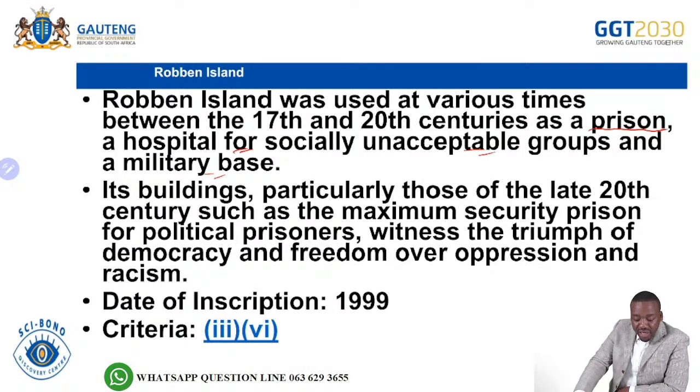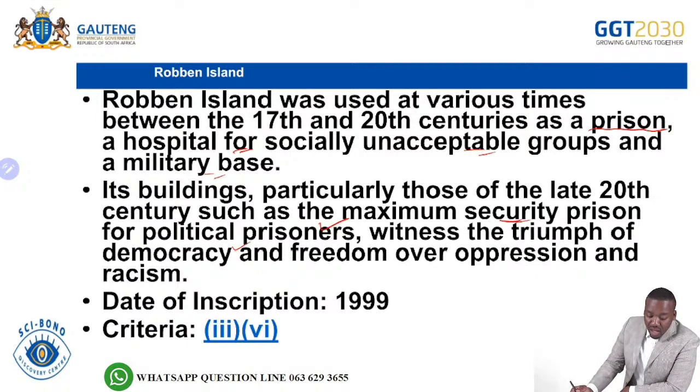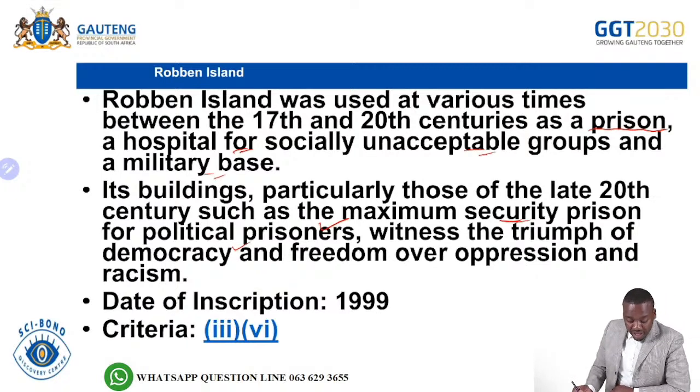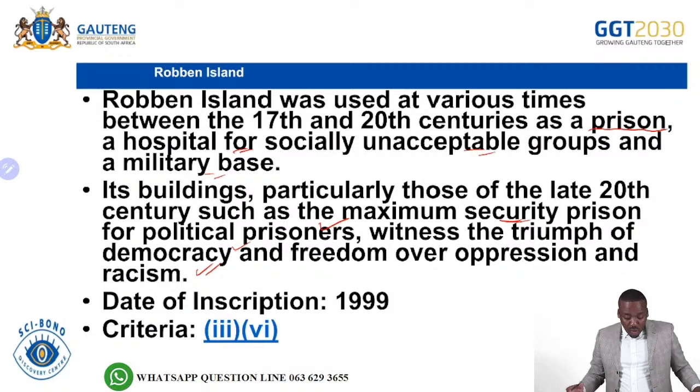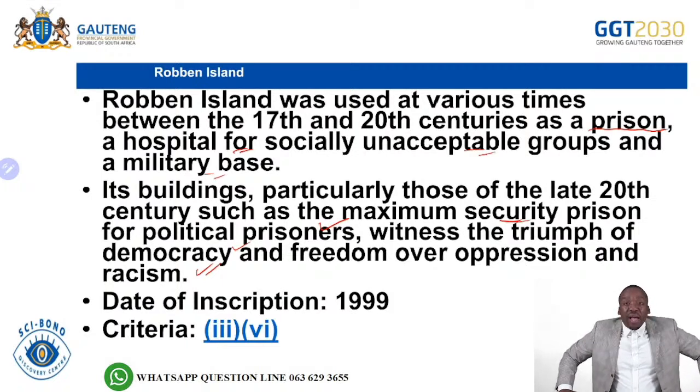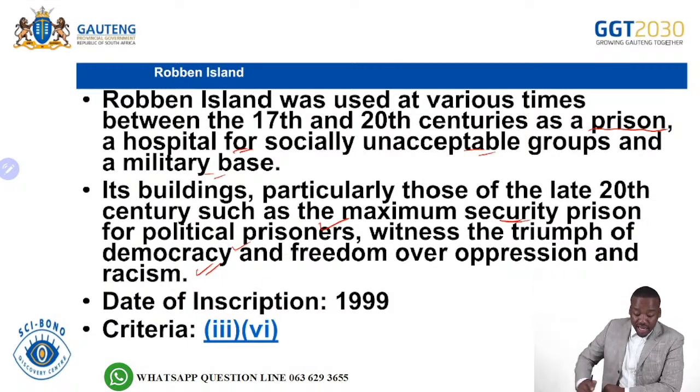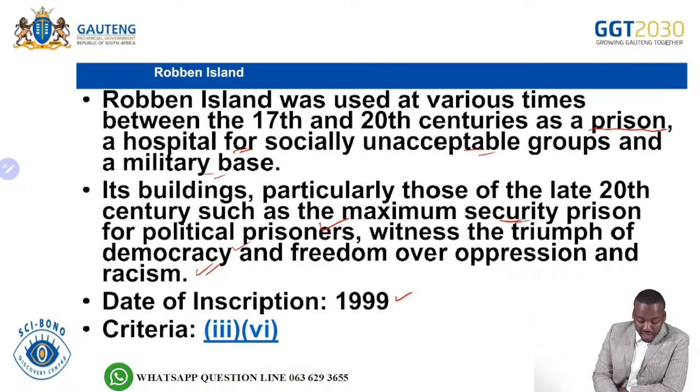Then we are saying its buildings, particularly those of the late 20th century, such as the maximum security prison for political prisoners, witness a triumph of what? Democracy, which is the victory of democracy and freedom over oppression and racism. So that is why this particular site stands out as well to be part of UNESCO's World Heritage Sites. When was Robben Island declared a World Heritage Site? It was declared a World Heritage Site in year 1999, and then it meets UNESCO's criteria 3 and 4.